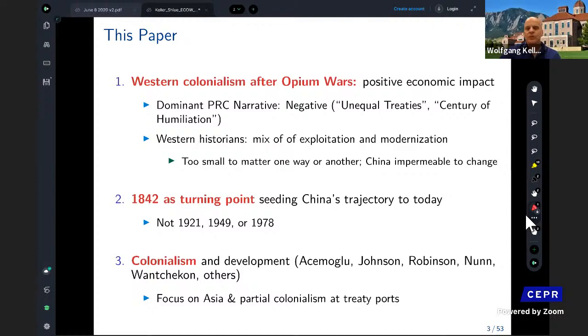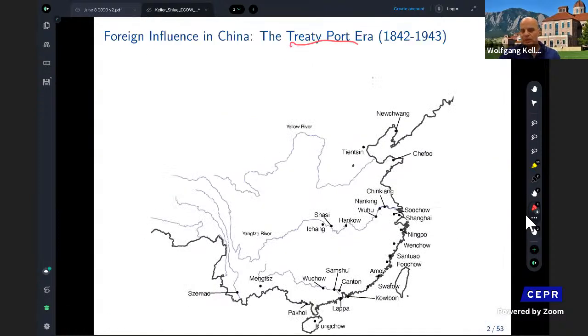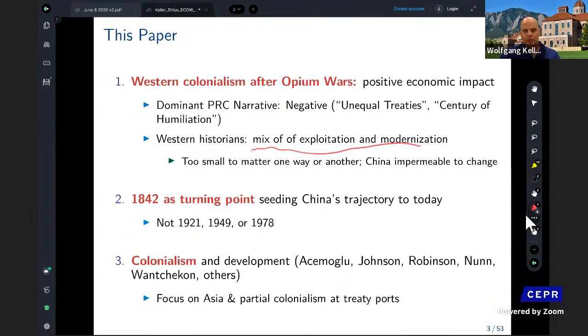And so the first point here is arguably the most important in our analysis. From the point of view of Western historians, there's a mix of exploitation and modernization, but the general consensus is that because these were isolated ports in a very large empire of China, Western influence was too small to matter one way or another, and that China is impermeable really to change during this period.